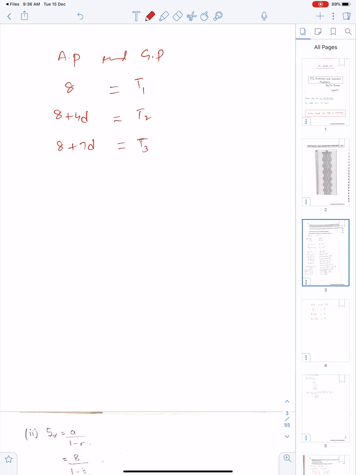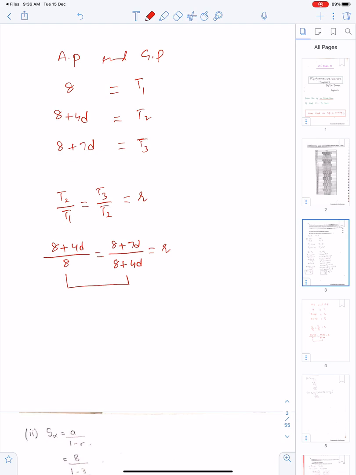You all know for common ratio we write T2 upon T1, T3 upon T2. This is the formula of the common ratio when three consecutive terms of GP are given. So by substituting the values into this formula, we can get the value of D. So (8 plus 4D) upon 8, (8 plus 7D) upon (8 plus 4D). And this is equal to R, but you need to solve these two for D.